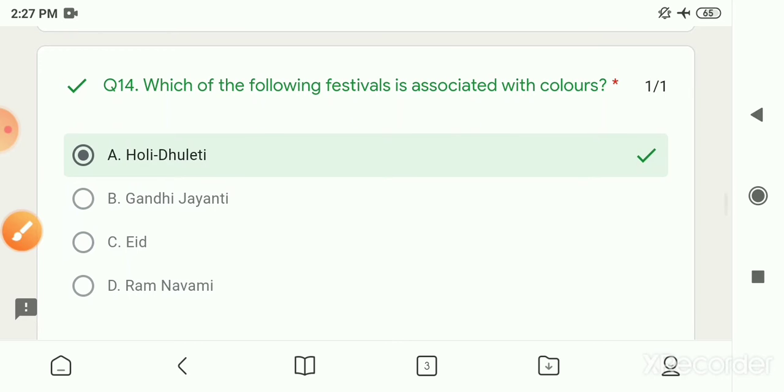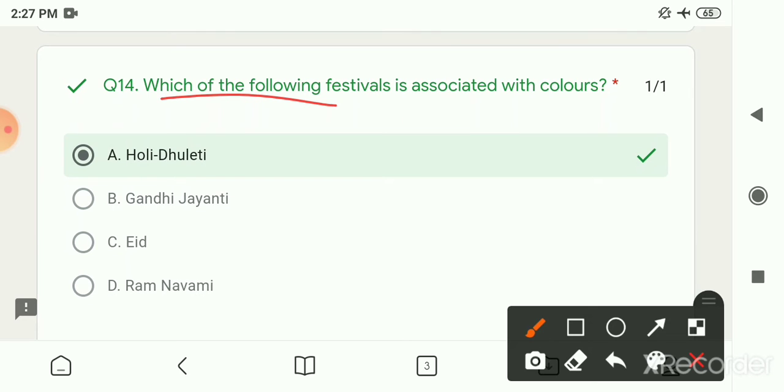Next is 14th number. Which of the following festivals is associated with colors? In the celebration of that festival, we are using colors. So here the options are Holi Dhuleti, Gandhi Jayanti, Eid or Ram Navami. So here the answer is option A. Holi and Dhuleti is known as the festival of colors, or the festival which is associated with colors. So here your answer is option A.